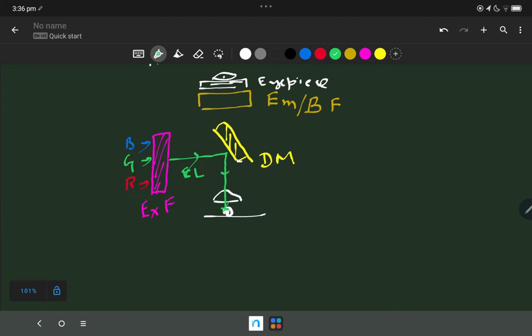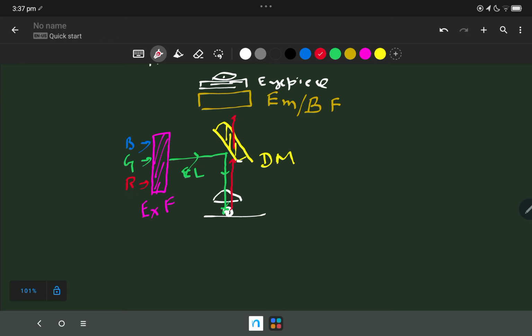The object is now absorbing the green light. It can be any light, I'm just supposing green. It will emit a longer wavelength, suppose red. As it is a longer wavelength, it can't be reflected or blocked by the dichroic mirror, so it will pass through the dichroic mirror.